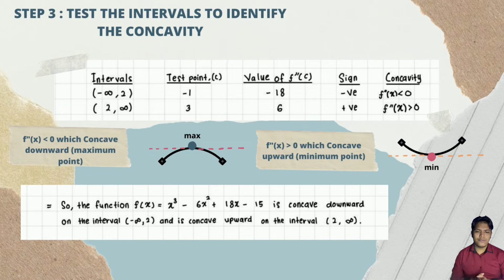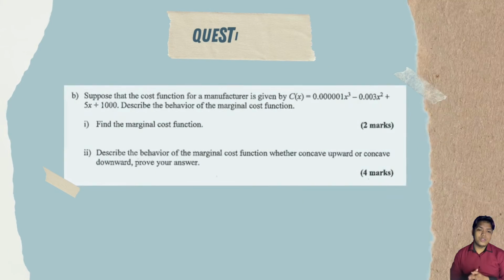So, the conclusion, the function f(x) equals x cubed minus 6x squared plus 18x minus 15 is concave downward on the interval negative infinity to 2, and is concave upward on the interval 2 to infinity. So let's move to question 1b.